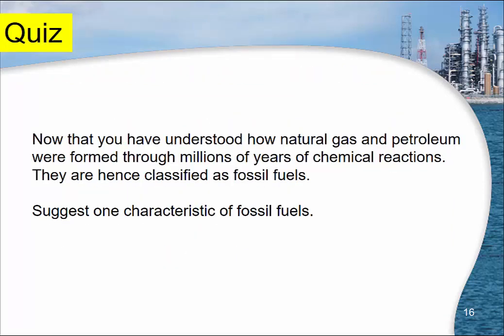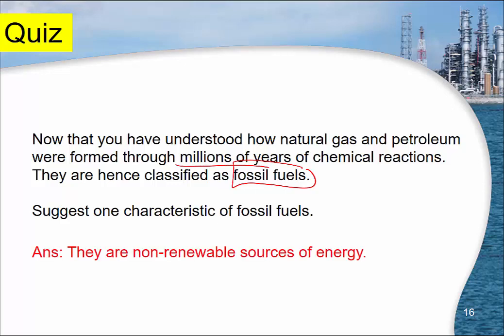Now that you have understood how natural gas and petroleum were formed through millions of years of chemical reactions, hence they are called fossil fuels. So suggest one characteristic of fossil fuel. Well, they are non-renewable sources of energy. Why? Because they take millions of years to produce, and then they cannot be produced easily.